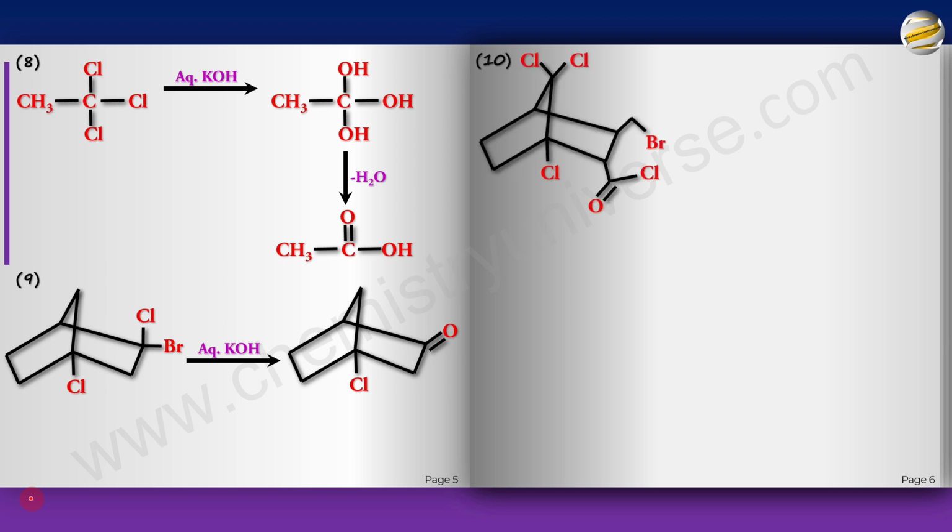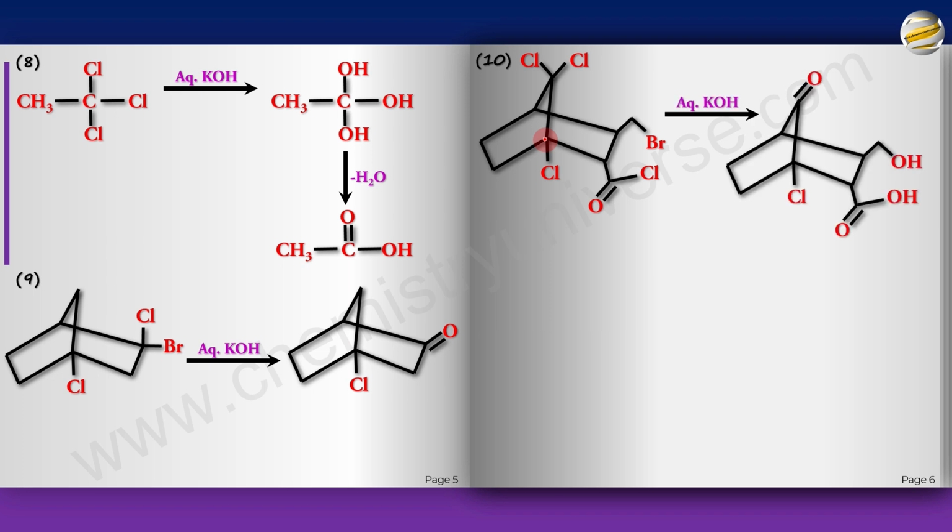Okay, what do you think will happen here? Obviously, this carbon has 2 Cl, so it will become double bond O. This carbon has a Br, it will become OH. This carbon has a Cl, you will get an OH, but this will not give you any product. So, you will get this. Just check the answer.